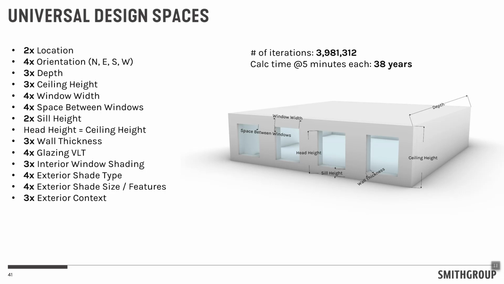See, now we're up to 4 million iterations. It would take about 40 years for us to run, even at only 5 minutes each. So this is to say that you can't simulate everything. There is no silver bullet that we can use.